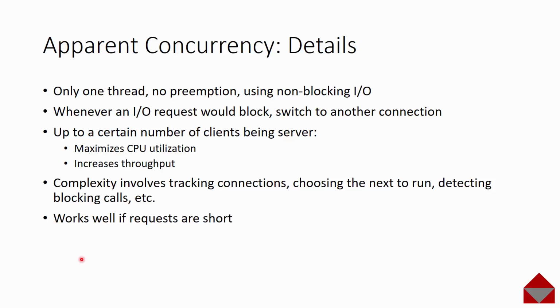The complexity that this obviously gives us is that we have to track all the connections that come in, figure out which one to run next, detect when the blocking calls are coming in, that kind of thing. It works pretty well if the requests are short, if we know that we are going to be switching off based on a limited number of connections that come in, and if our request time is short, we know that we're never going to have to stall for too long.